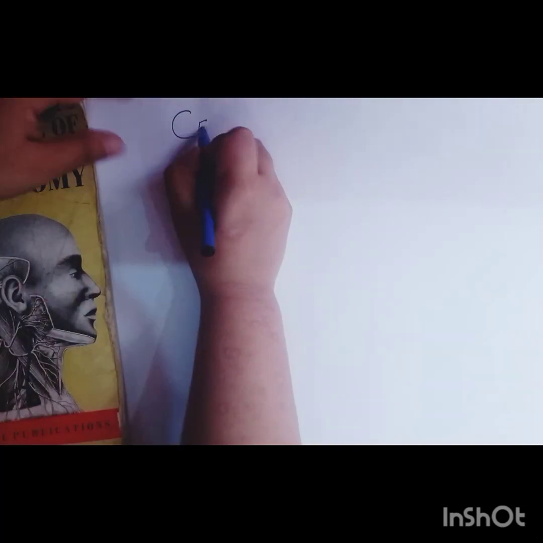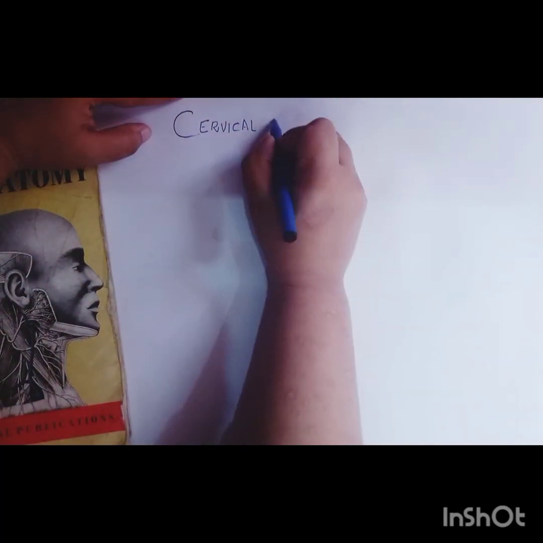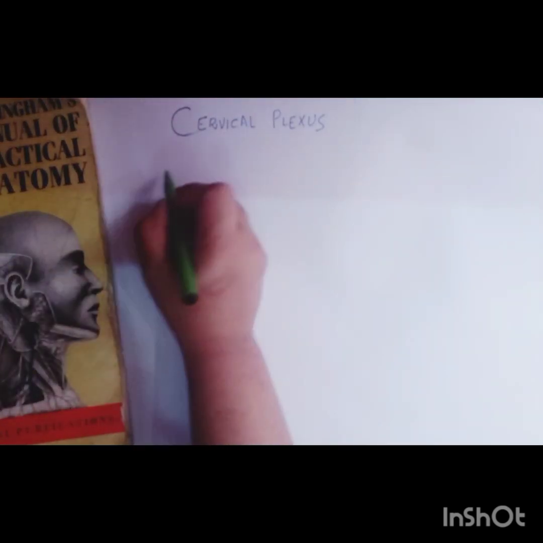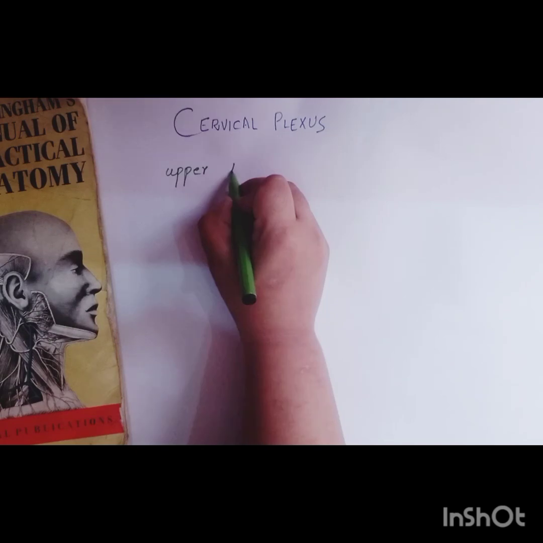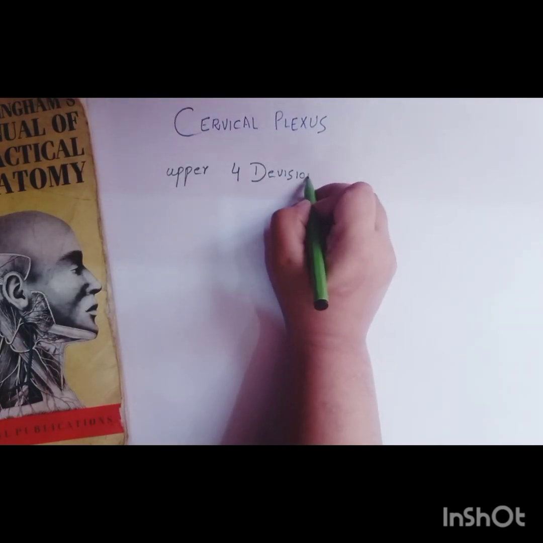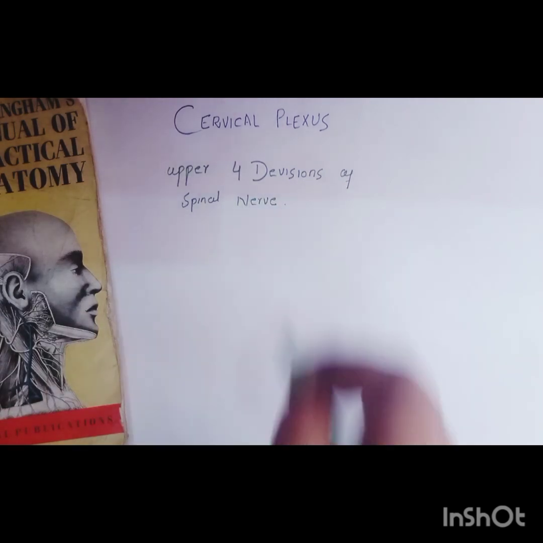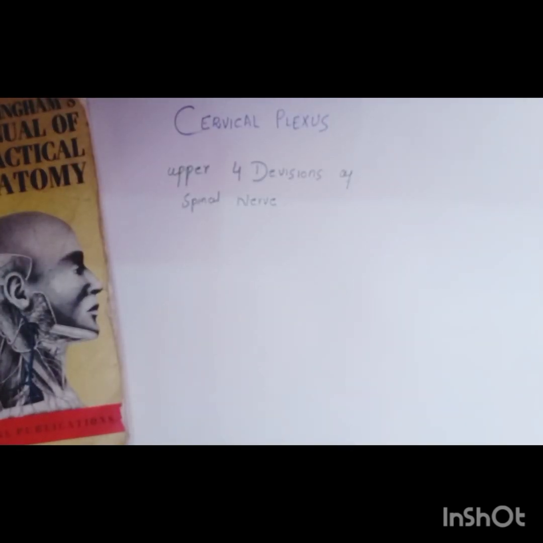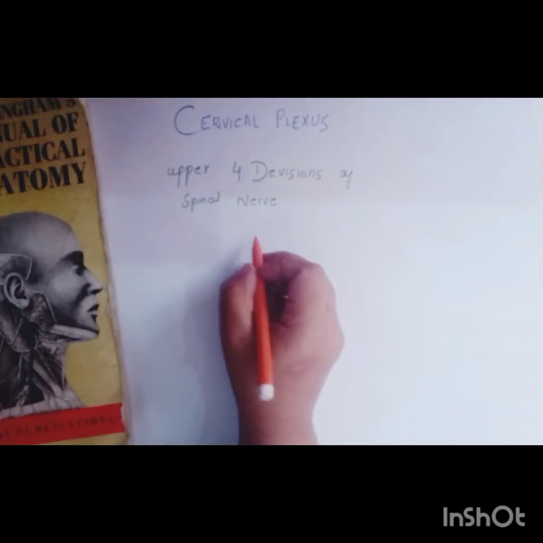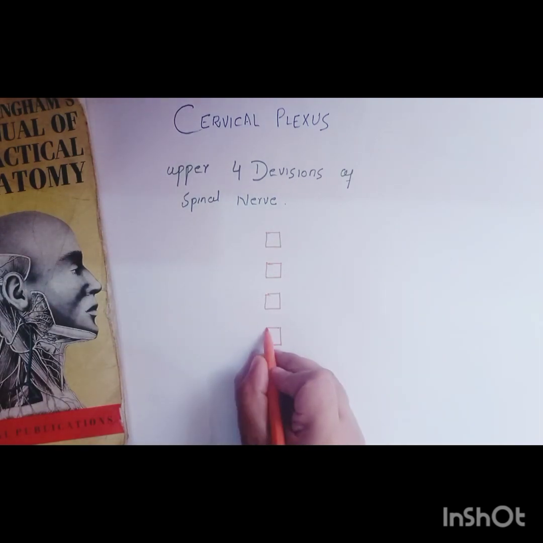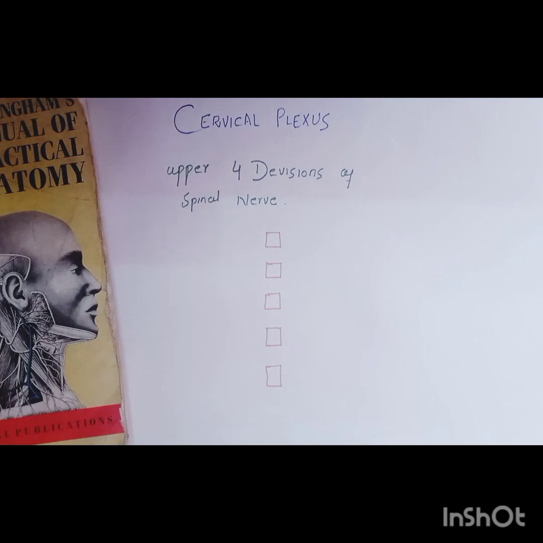Bismillahirrahmanirrahim. Today my topic is the cervical plexus, and in this video I will demonstrate how to draw the cervical plexus and its different branches and origins. So basically the cervical plexus is formed by the combination of the upper four divisions of the spinal nerves. So here are five cervical vertebrae I'm drawing roughly.